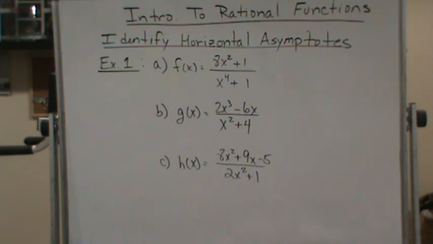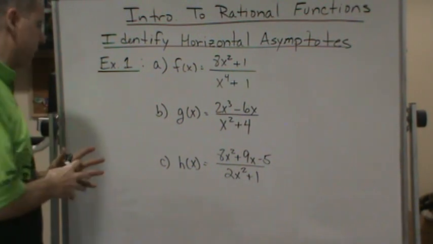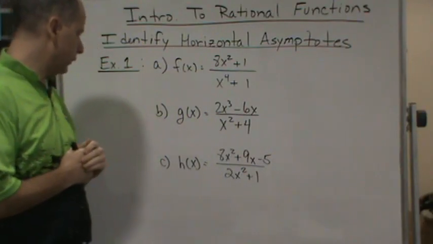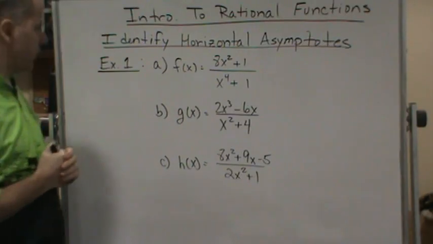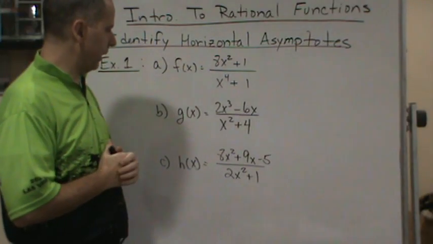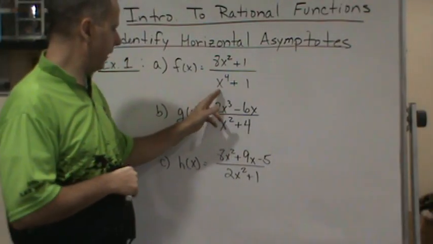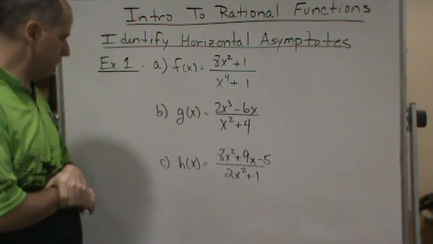All right, let's do an example here. We've got three functions, and let's talk about horizontal asymptotes with regard to each one. So let's look at A. So f of x is equal to what? 8x squared plus 1 divided by the quantity x to the fourth plus 1.